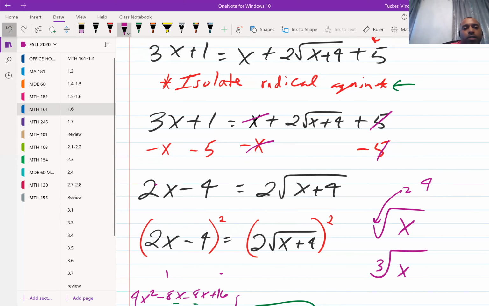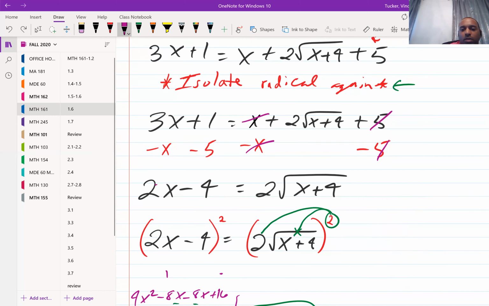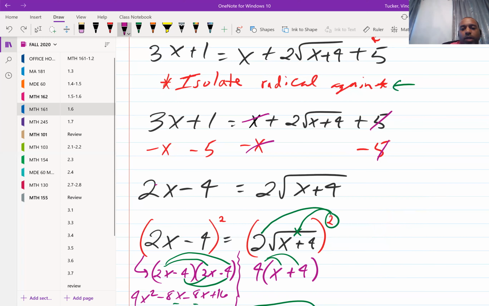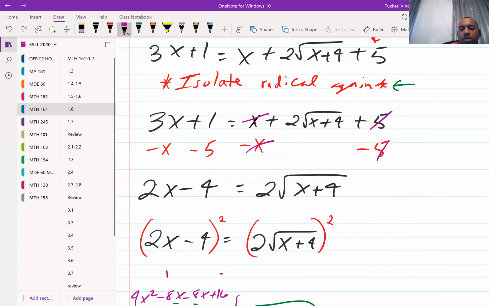Let me go ahead and erase this stuff, get back to where we were. All right, so let's go back. All right, there we go. So that's where we are now. We raise both sides to the power of 2.